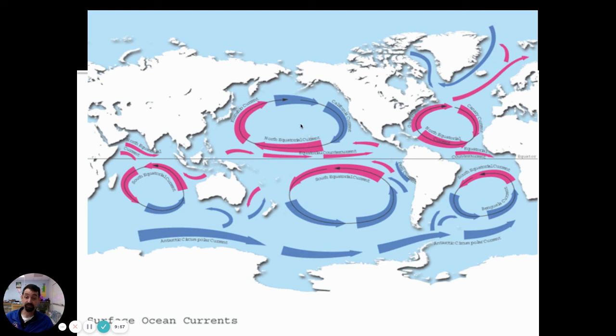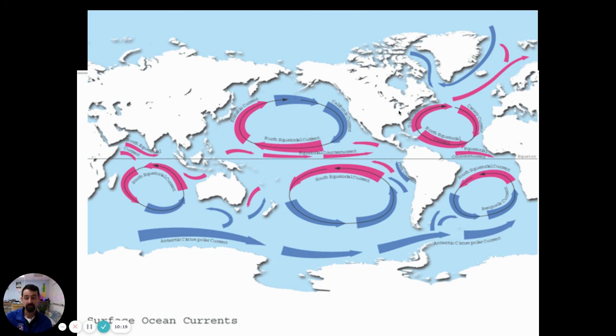Here are some examples of different ocean currents. The red represents warmer water, the blue represents cooler water. And so this cycles warm water from the equator and moves it in different directions, and moves cooler water from the north and south poles, maybe towards the equator. So what impact does this have on us?